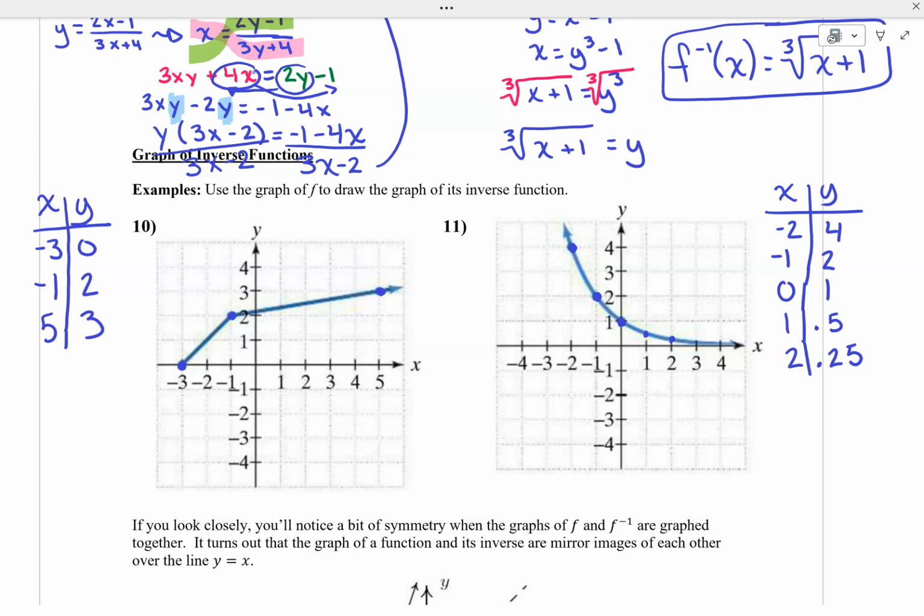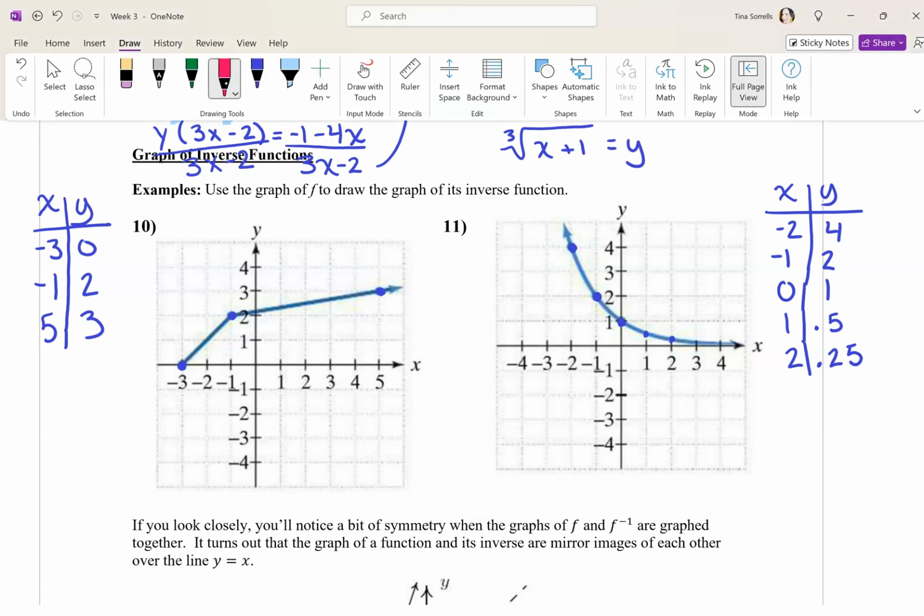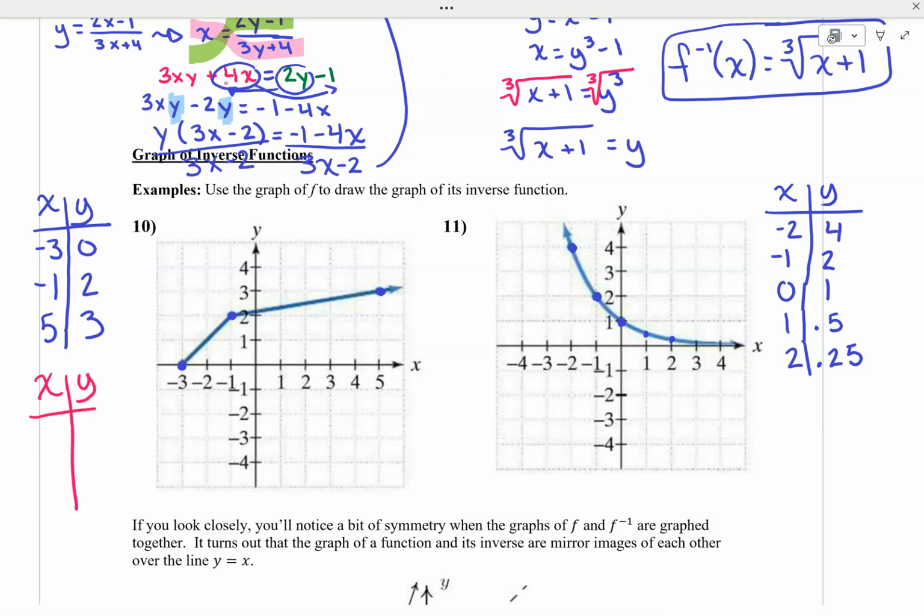Okay, so remember the thing with inverses. X's become Y's, Y's become X's. So the first thing I want to do is I am just going to switch them. So (0, -3), (2, -1), and (3, 5). I'm going to do the same thing over here. I'm going to write my table this way because we're getting out of room. So this would be (4, -2), (2, -1), (1, 0), (0.5, 1), (0.25, 2).